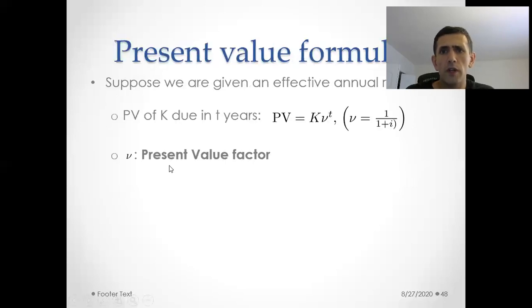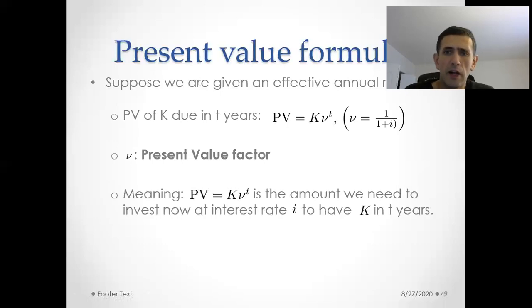And this is called the present value factor. It's sometimes called the discount factor. And again, the meaning here, not to be redundant, but just to really drive home the point because it's so important, this here is exactly the amount we need to invest right now at an effective annual interest rate i to have K amount in T years.